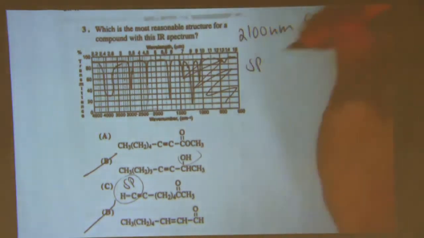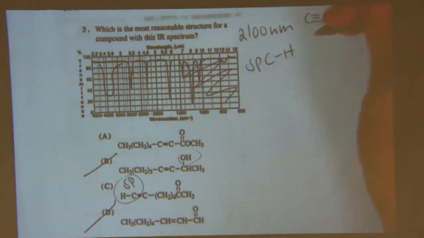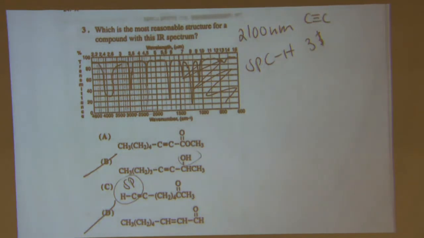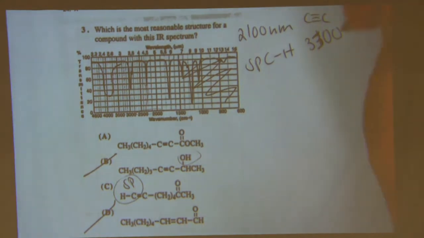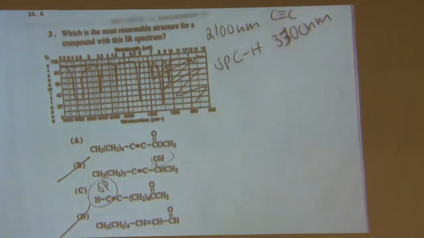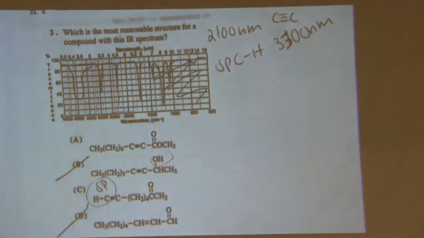So sp hybridized CH bonds have peaks around 3300? 3100? I don't know, over 3,000, yes. It's 3,300. 3,100 is sp2. Okay. So an sp hybridized CH bond should have a peak around 3300.